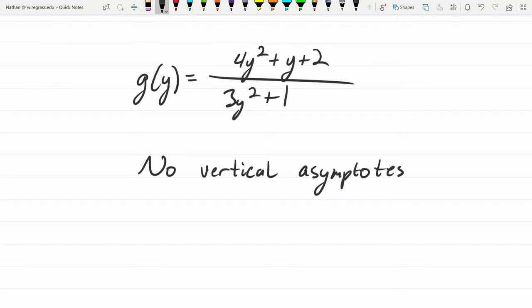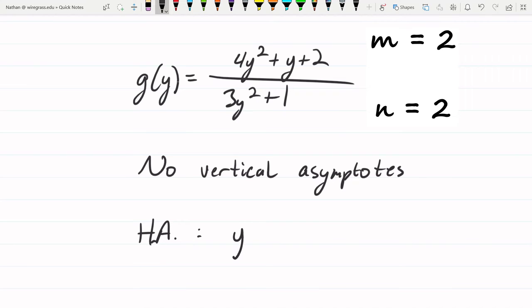Now, there is a horizontal asymptote. The degree on top is 2, so m equals 2. The degree on bottom is also 2. So that means that the horizontal asymptote is at y equal to the ratio of the leading coefficients. Because the degree is the same, you take the ratio of the leading coefficients. On top, that's going to be 4. On bottom, it's going to be 3. So we have 4 over 3.